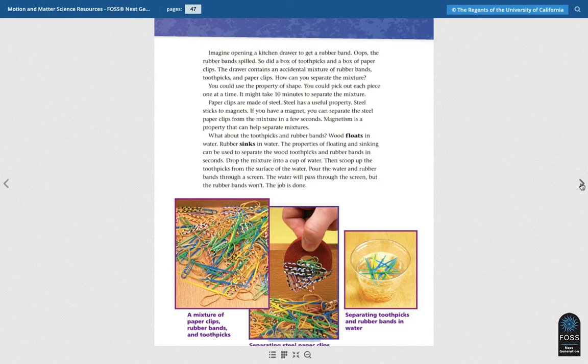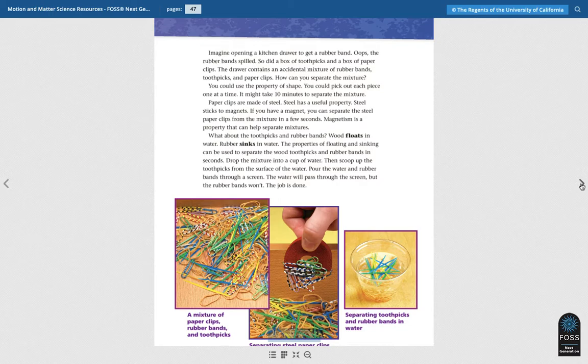Imagine opening a kitchen drawer to get a rubber band. Oops, the rubber band spilled. So did a box of toothpicks and a box of paper clips. The drawer contains an accidental mixture of rubber bands, toothpicks, and paper clips. How can you separate the mixture? You could use the property of shape.